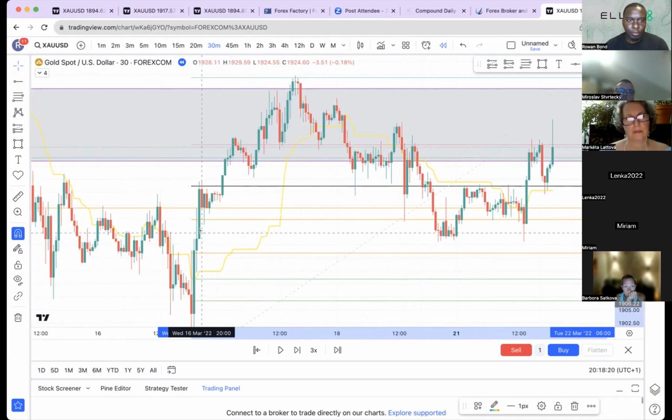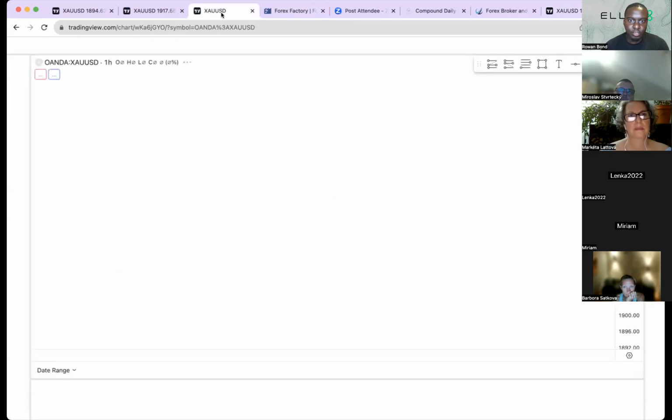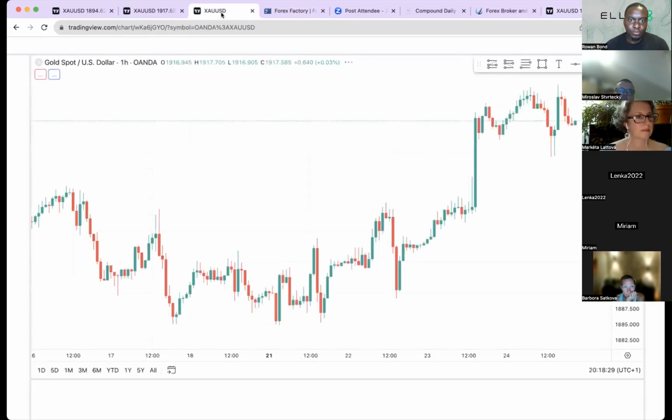Okay, which I'll show you in a second. So we have this candlestick here on the 30 minute, no bottom wick. If I go to this, let me go back to this one here so I can show you.